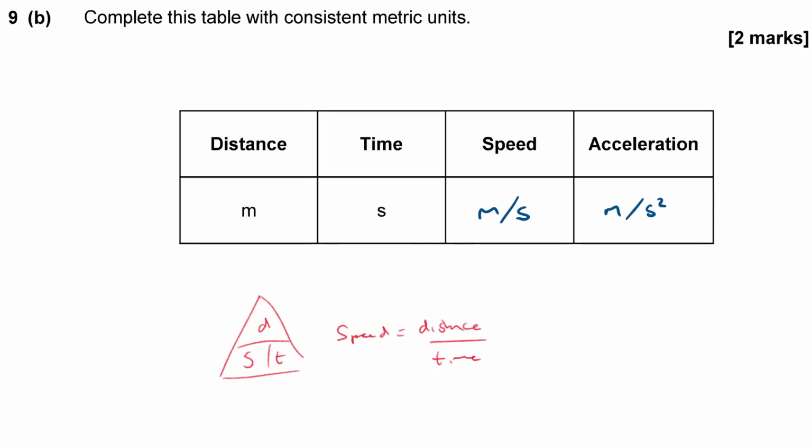You can also write this down as ms to the minus 1 and ms to the minus 2 as well, if you like. These are alternative notation. It's like index form, isn't it? 1 over s is the same thing as s to the minus 1, and 1 over s squared is the same thing as s to the minus 2. So there is an alternative notation that you can use there as well. Both are acceptable, and both will get you the marks in this case.